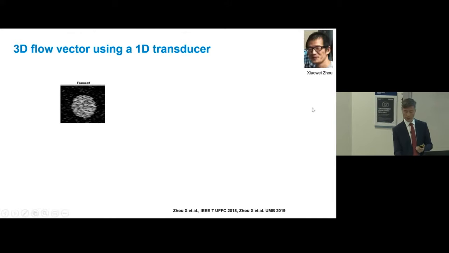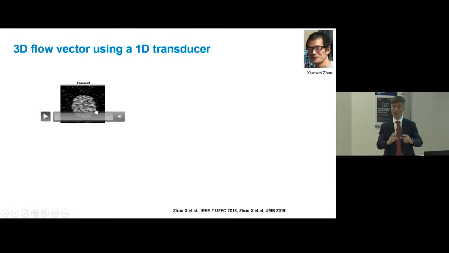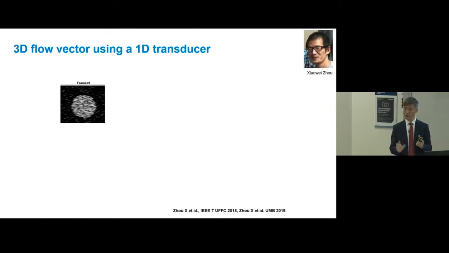The image you're looking at is actually a cross-section of a vessel going into the plane, right? When nothing moves in there, you will get a still image over time. But if there is a flow, even in the third dimension, you can see things are changing. So we're using this information to infer how the flow works in the third dimension, through the plane. So that's what we did.